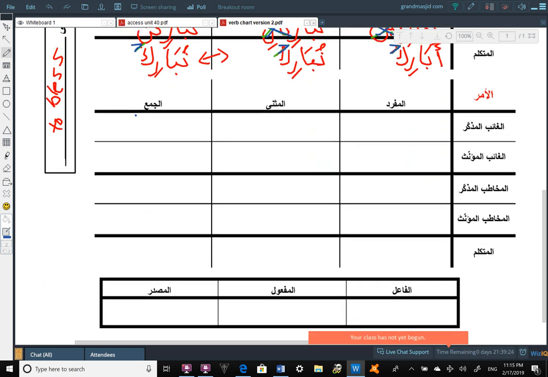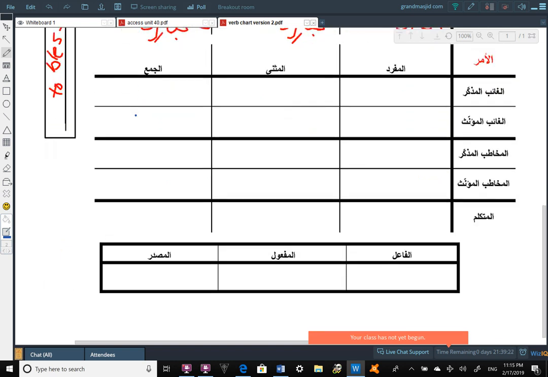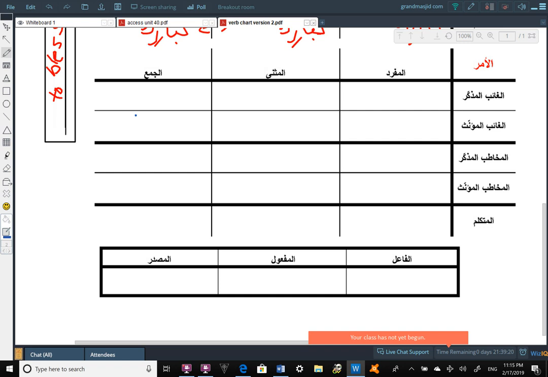Now we have the fil amr. That was the fil mudari. The fil amr. Go back to my red pen. We do not have third person nor first person. What do we have here? We have originally tubariku. We're going to put a sukoon on our last letter.